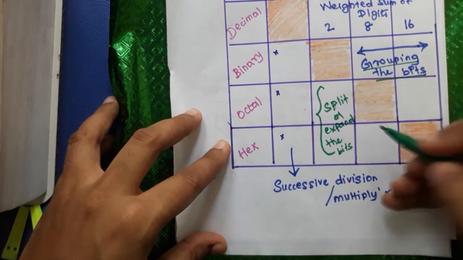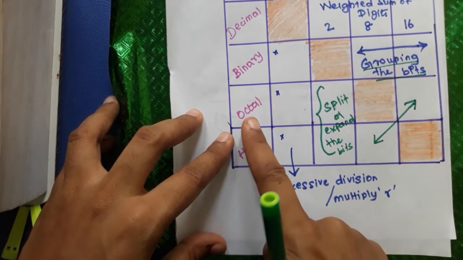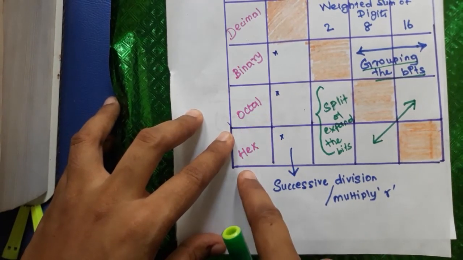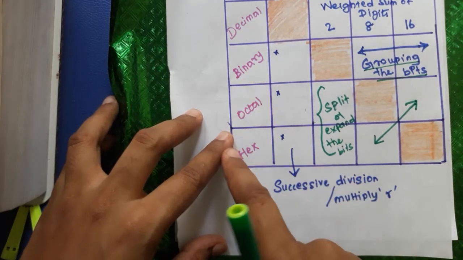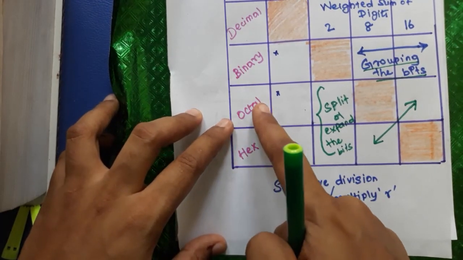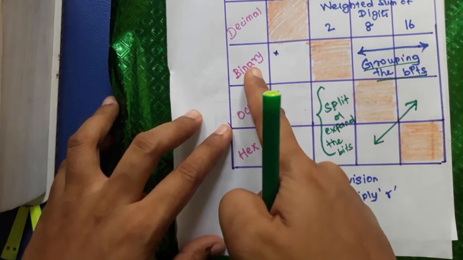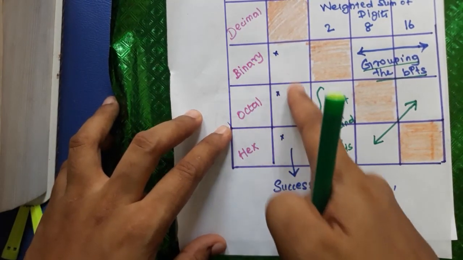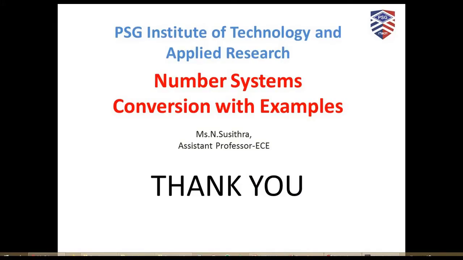Fine. Now, in order to convert between octal and hexadecimal, or hexadecimal to octal, we can take the help of binary. Say for example, I want to convert from octal to hexadecimal, I can convert the octal number into binary, then that binary can again be grouped into 4s to get hexadecimal. So through this session, we have seen the conversion between one number system and another for various examples.